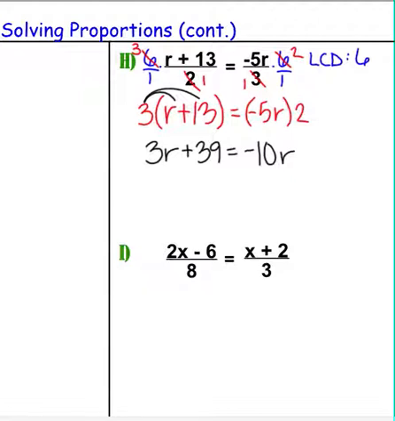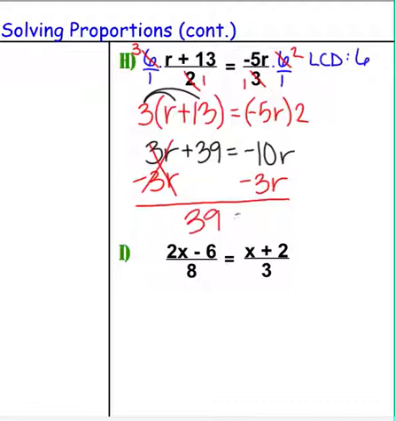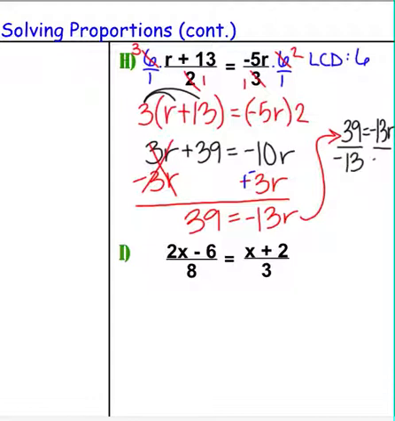So let's subtract 3r from both sides, canceling out on the left, leaving me with 39. And then we have negative 10r minus 3r, which, remember, we add the opposite, which gives me negative 13r. So then we come over here, and 39 equals negative 13r. Divide both sides by negative 13, which cancels nicely, actually, because we get r is equal to negative 3.